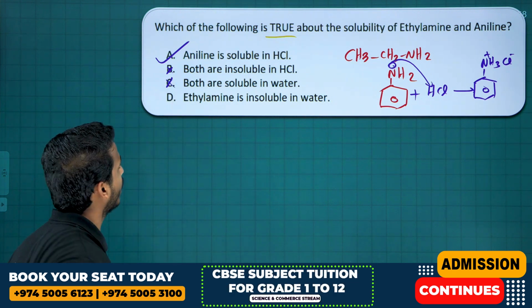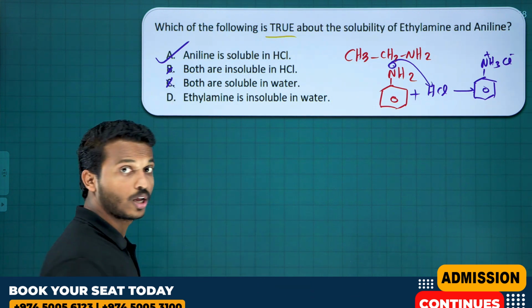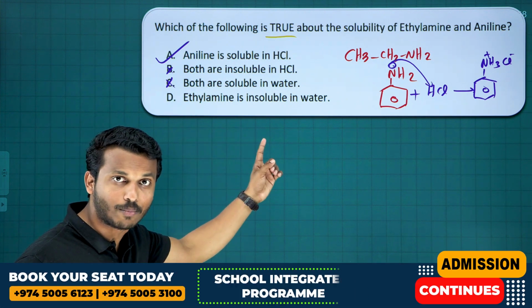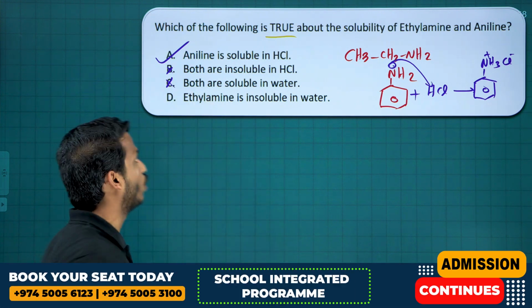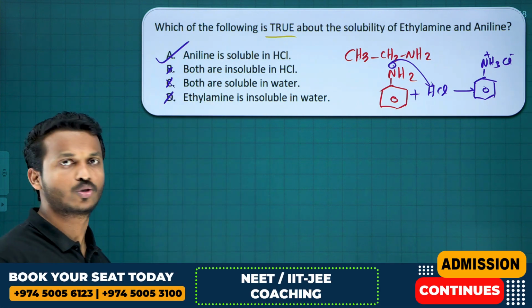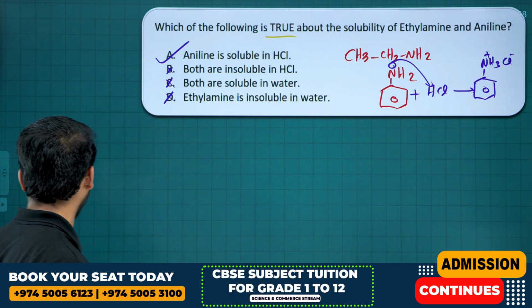So that's also incorrect. Ethylamine is insoluble in water? No, ethylamine is an aliphatic amine. You know, primary amines are highly soluble in water. So that statement is also wrong. Only aniline is soluble in HCl.